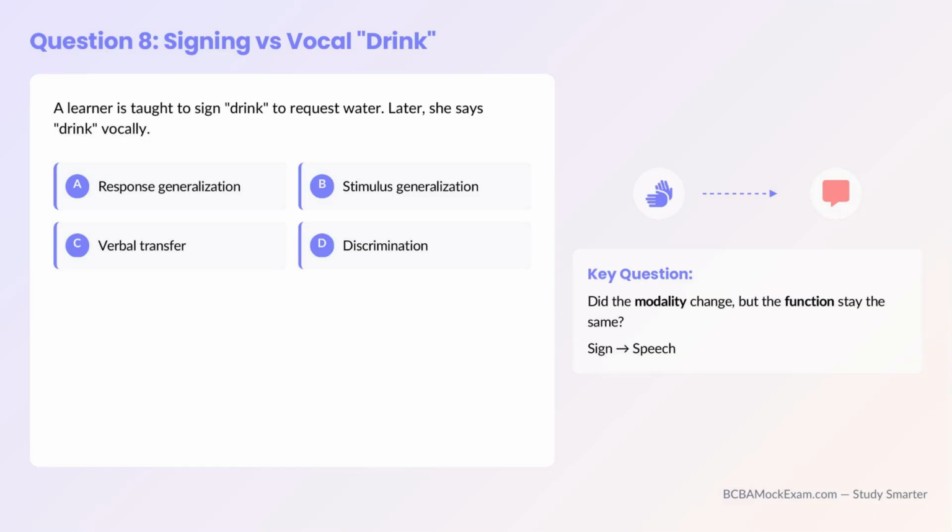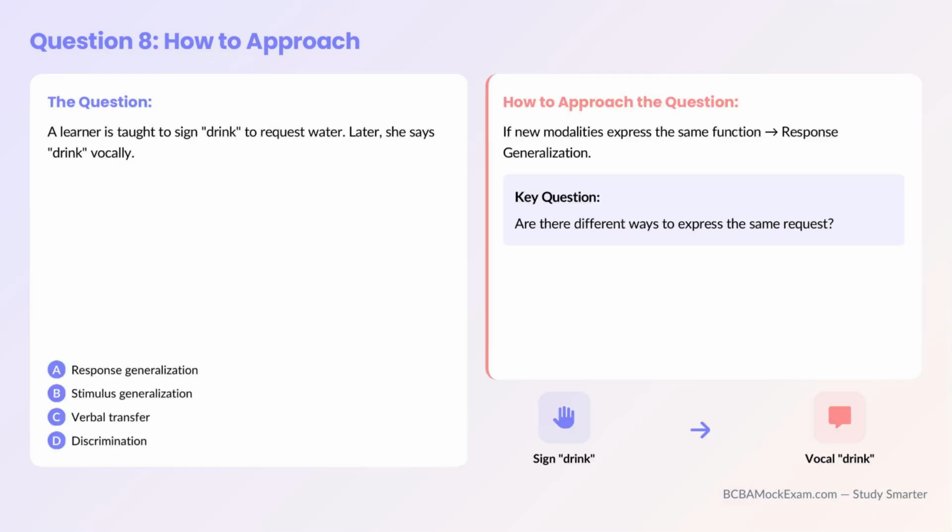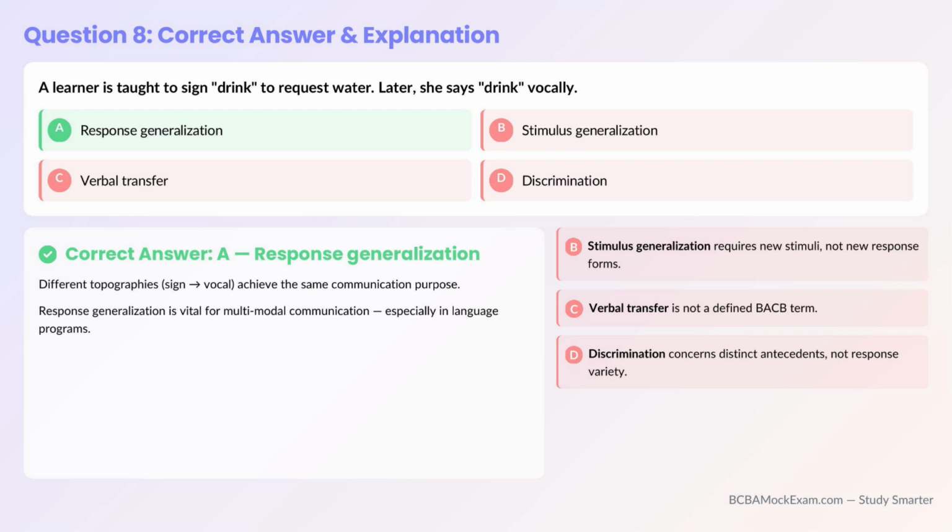That's response generalization. When a learner produces a different form of the same behavior, for example, moving from sign language to speech, the function stays the same, but the topography changes. That's the definition of response generalization. The correct answer is A, response generalization. The learner switched from a signed response to a spoken one, both serving the same communicative function. That's response generalization across modalities. Stimulus generalization would involve the same response across new stimuli, not a new way of responding. Different forms, same purpose equals response generalization.